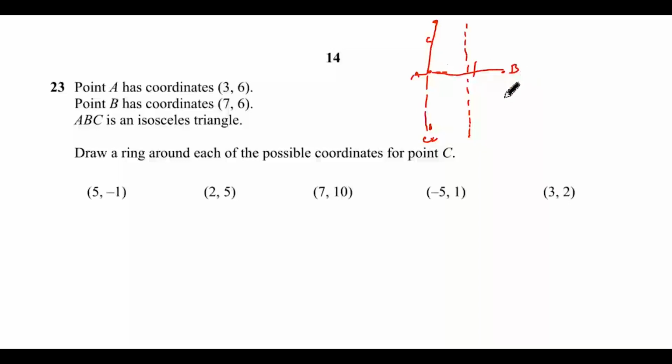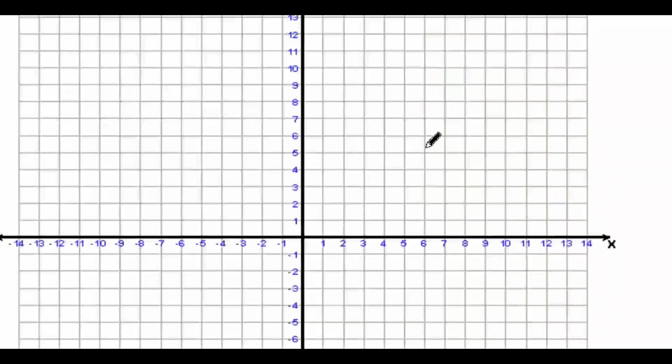That is, you can either have point C here, or you can have it up here. So let me show you in a grid. This is a grid. Point A is x equals 3, y equals 6. You have a point here, that is point A. Then point B is x equals 7 and y equals 6.